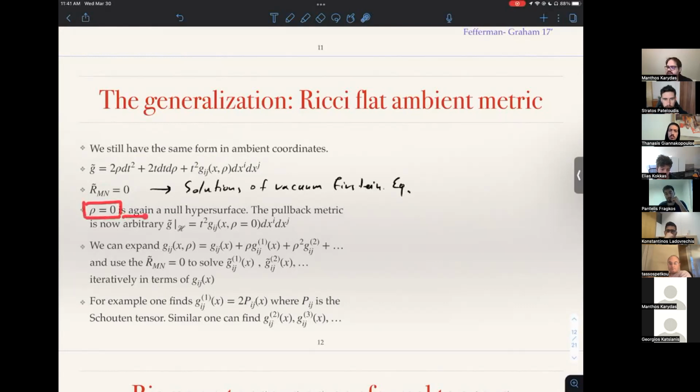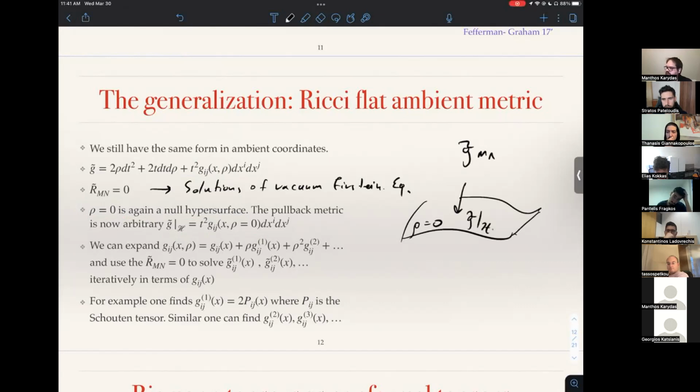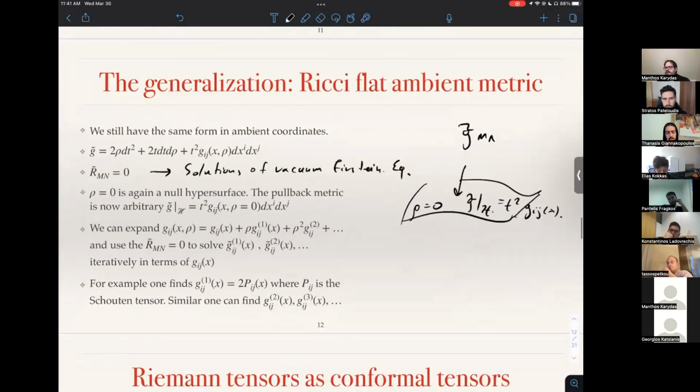Rho equals 0 is again a null hypersurface. You can just check this from the form of this metric. And the pullback metric now is just t squared times this Gij evaluated at rho equals 0. So this is rho equals 0, this is the G, and this is the pullback on the null hypersurface. It's t squared times Gij(x) only.